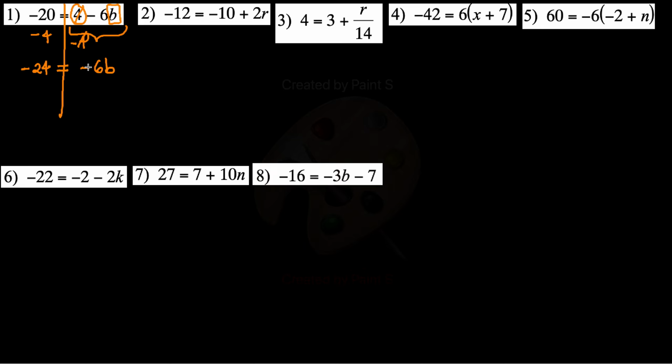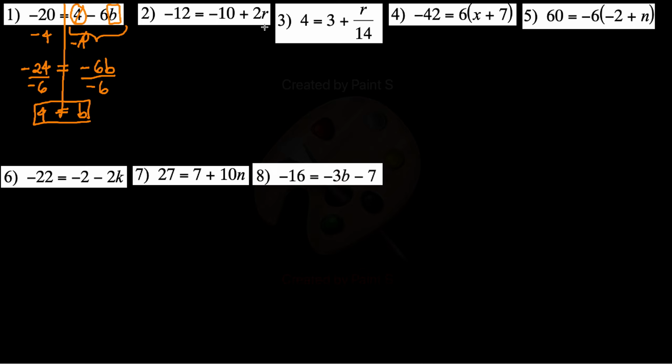Now you look over here, and the only thing that's left is this negative 6, right? You want to get rid of that negative 6, but now what's the operation? The operation is multiplication, so you have to divide. You have to unmultiply, which means to divide by that negative 6. Negative divided by negative is positive. You have b over here. Negative 24 divided by negative 6 is positive 4. And then you're done.